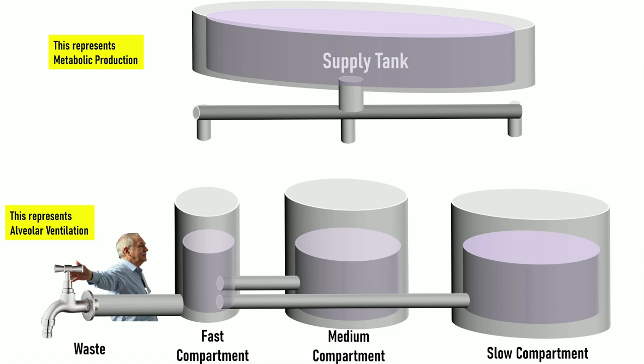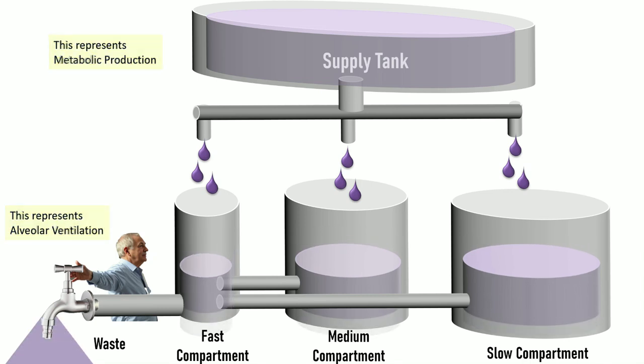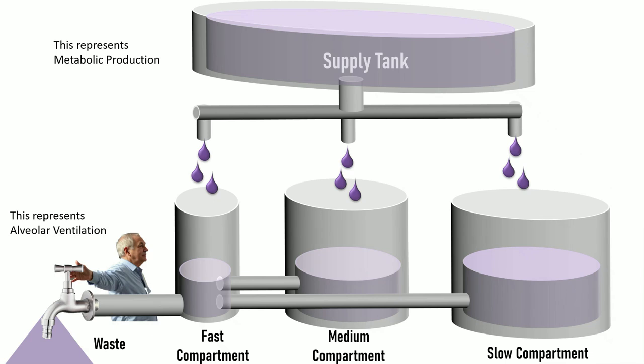The tap on the extreme left-hand side controlled by the little man represents alveolar ventilation. Continuously, we are producing carbon dioxide from the supply tank, and continuously we're wasting it through the tap. In hyperventilation, the tap is turned wide open. As a consequence of this, the fast compartment is rapidly emptied, and then it's backfilled with CO2 from the medium and slow compartments. Regardless, the PaCO2 falls rapidly.